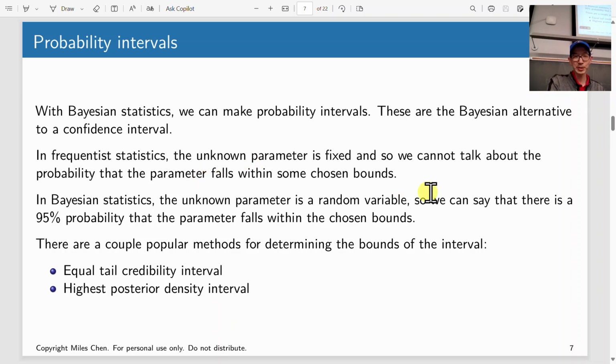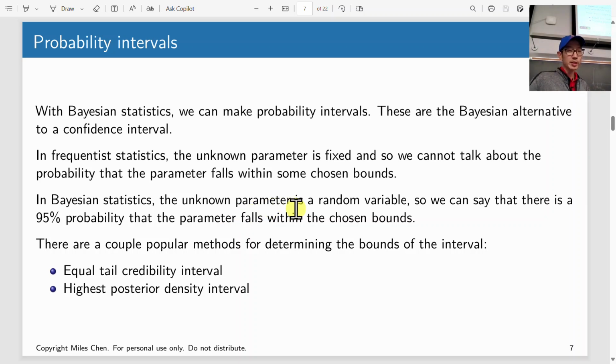So yeah, in frequentist statistics, the unknown parameter is fixed, so we can't talk about the probability that the parameter falls within some chosen bounds. We always use the word, I'm confident that it falls within these bounds. But in Bayesian stats, the unknown parameter is a random variable, so it is subject to kind of random forces. And we say there's a 95% probability that the parameter falls within the chosen bounds.